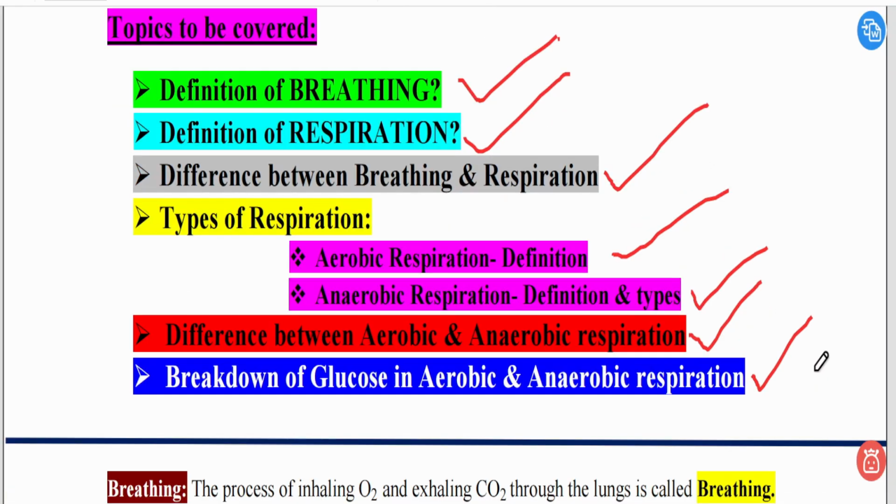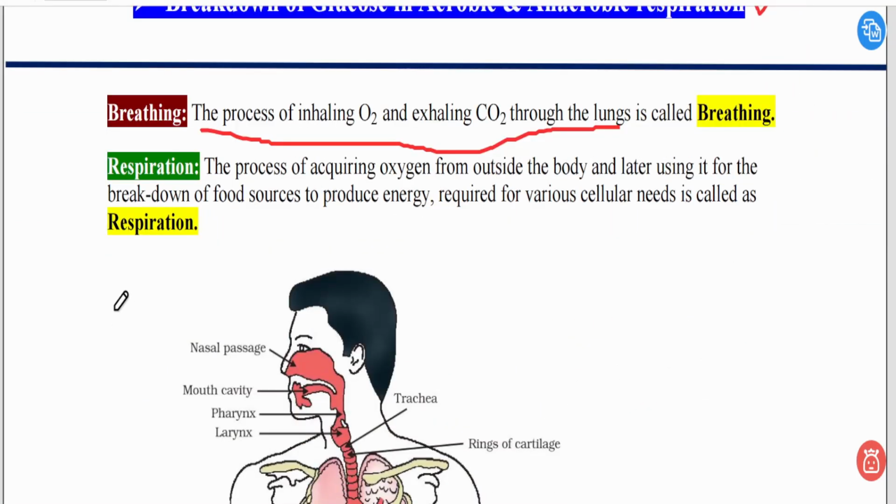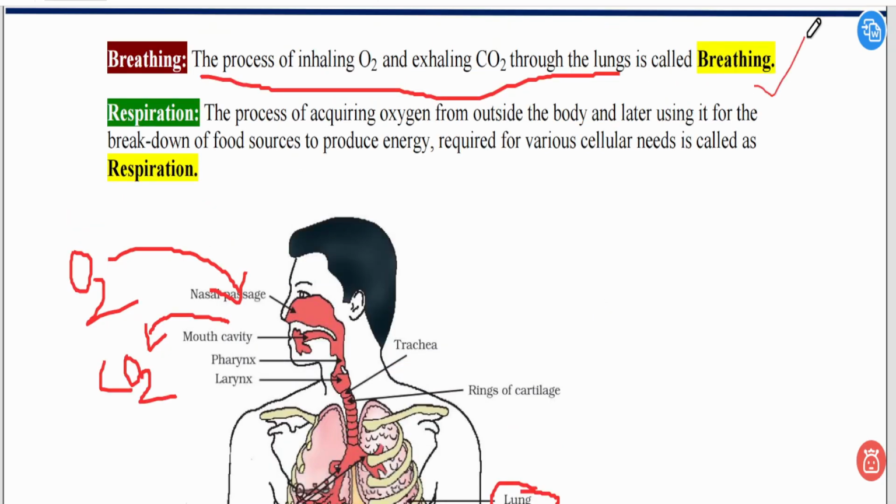So, let us study the first topic, that is breathing. Breathing is the process of inhaling oxygen and exhaling carbon dioxide through the lungs. So, when we talk about breathing, it is the process, suppose in case of human being, of inhaling oxygen, when we take in oxygen and exhale carbon dioxide, that is take out carbon dioxide, but with the help of our lungs. So that simple process is called breathing.